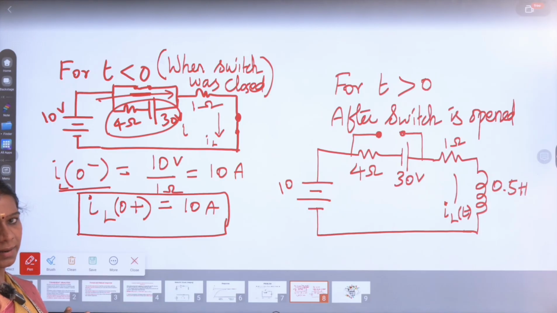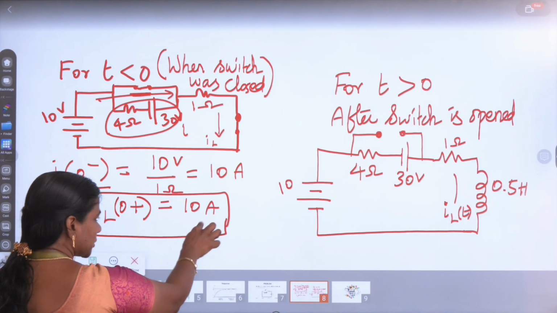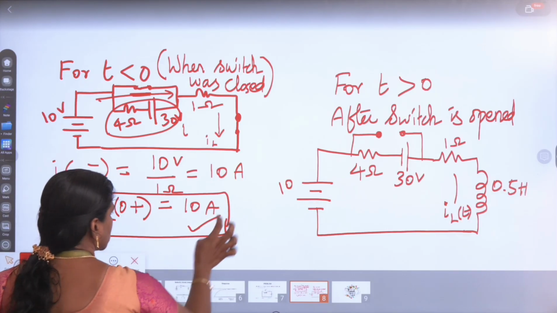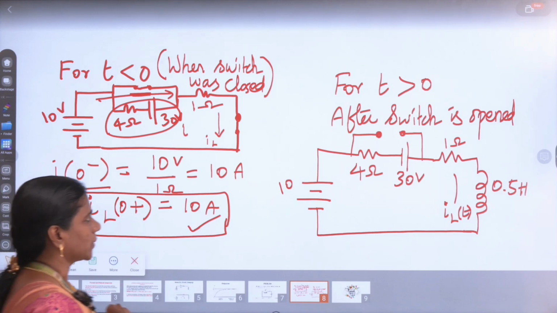Already we know that the initial condition for the inductor is IL of 0 minus will be equal to IL of 0 plus. That is, the current passing through the inductor before switching will be equal to after switching. So you can say IL of 0 plus will also be equal to 10 ampere. So just let us keep this value: IL of 0 plus will be equal to 10 ampere.